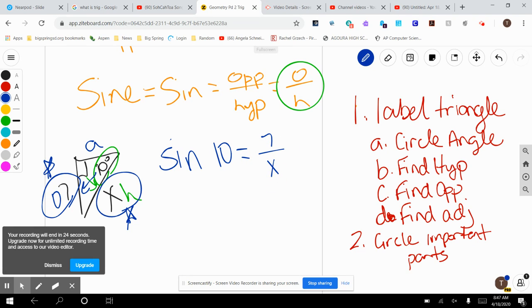And I'm running out of time apparently because I have the free version. So I'll try to do this fairly quickly if I can get my phone up. Okay, so I do 10 sine, I get 0.174 equals 7 over x. So I put that over 1 and I cross multiply and I get 0.174x equals 7, and then I have to divide by 0.174.